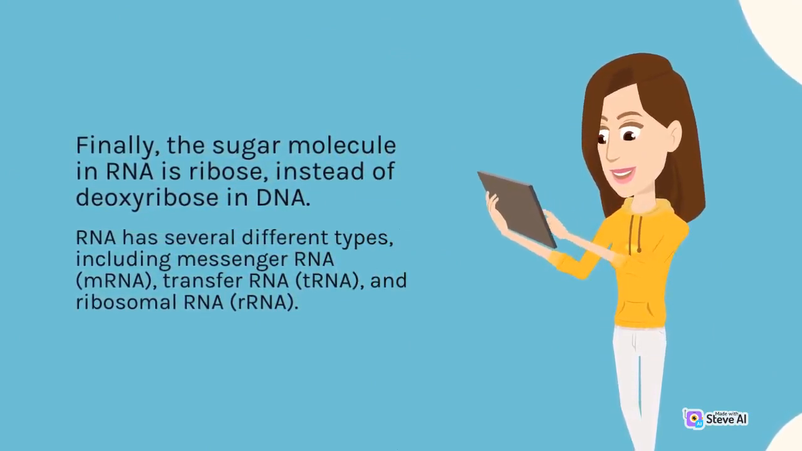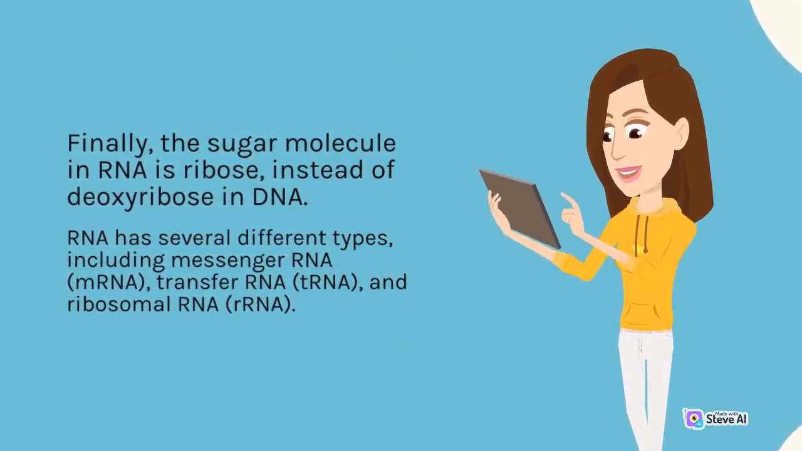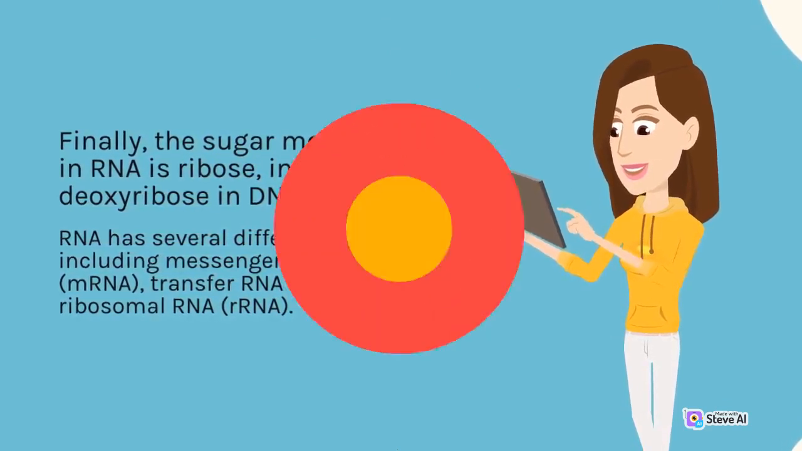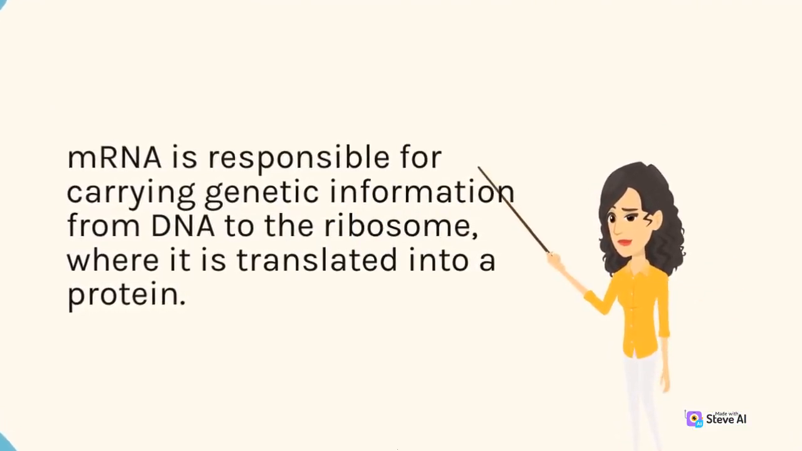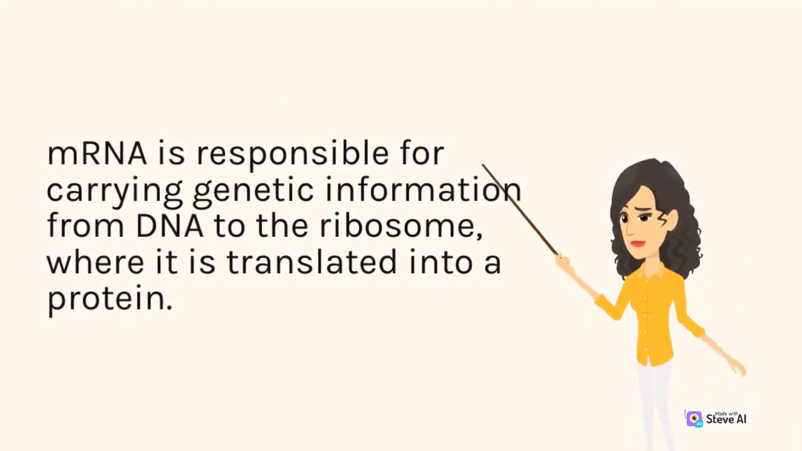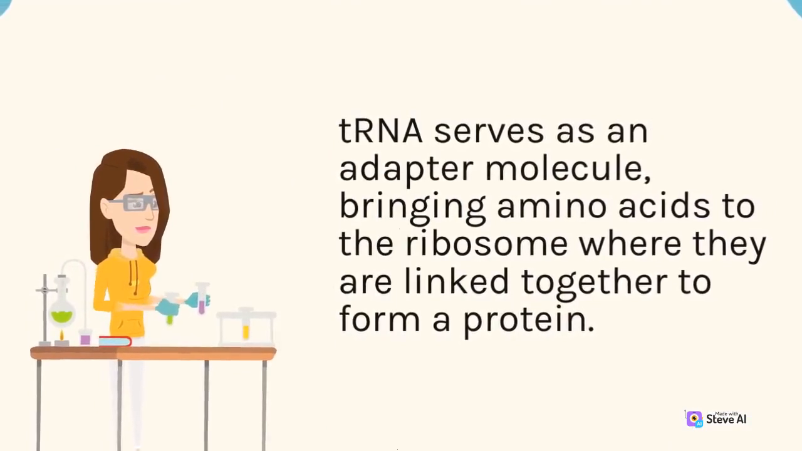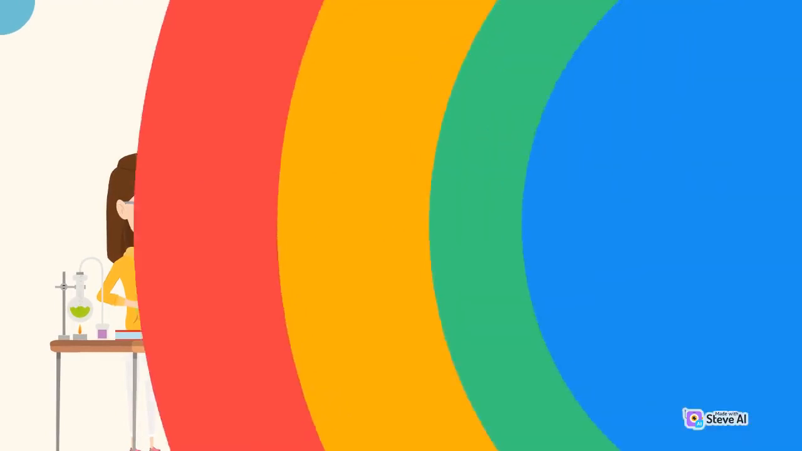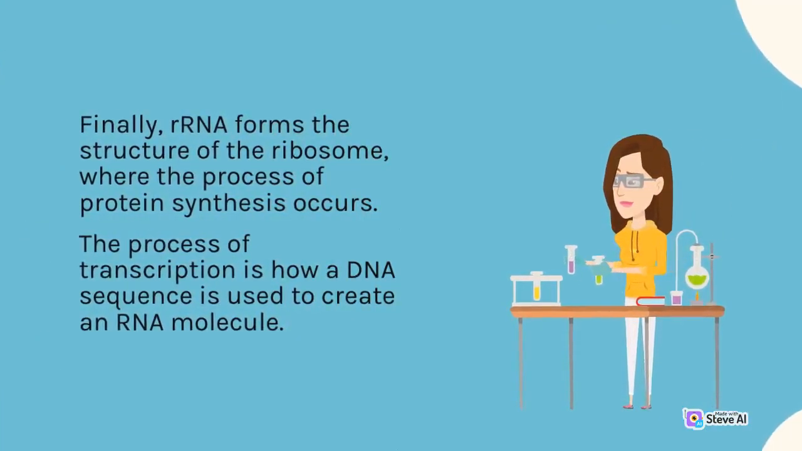RNA has several different types, including messenger RNA (mRNA), transfer RNA (tRNA), and ribosomal RNA (rRNA). mRNA is responsible for carrying genetic information from DNA to the ribosome, where it is translated into a protein. tRNA serves as an adapter molecule, bringing amino acids to the ribosome where they are linked together to form a protein. Finally, rRNA forms the structure of the ribosome, where the process of protein synthesis occurs.